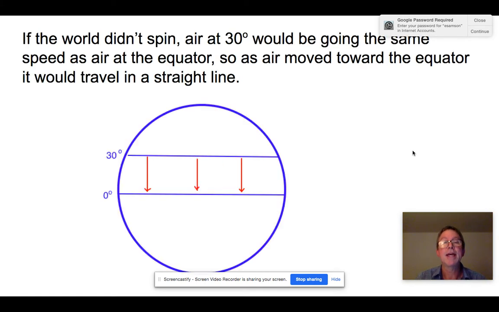But let's just say, if the world didn't spin, then the air at 30 degrees would be moving the same speed as the air at the equator, 0 kilometers an hour. And so, as air tried to move from 30 degrees to the equator, which it does, it tries to move southward because the Hadley cell is doing this, right? It would just move in a straight line, but that's not what happens.